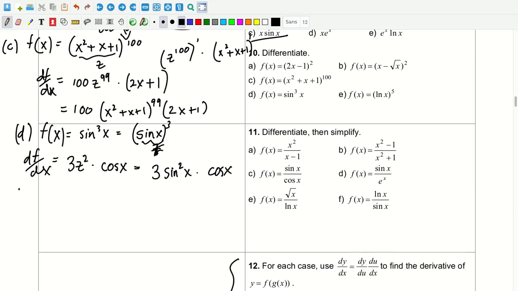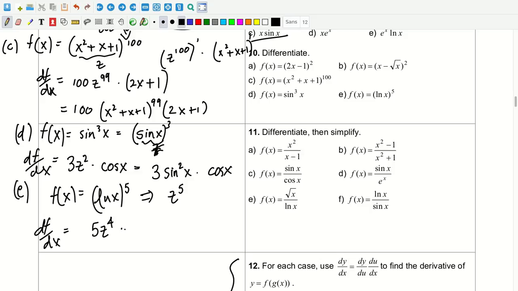One last problem for the video. We've got f of x equals ln x, all to the power of 5. This can be rewritten as z to the 5, so long as z is ln of x, and so df/dx is going to be 5z to the 4 times the derivative of ln x, which is 1 over x. Now, z is ln x, so it's going to be 5 ln x, all to the 4, over x, and we're done.